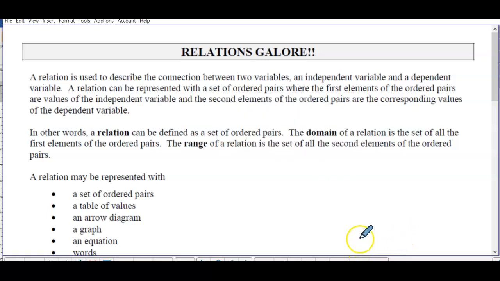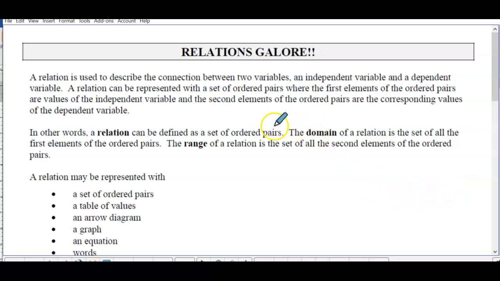Okay, we're looking at the Relations Galore worksheet. It's the second worksheet, note sheet in your package, and it is basically extending further into different types of relations, not just linear. We've talked about domain and range already and types of ways of representing relations, and so we're just looking at a few different types.